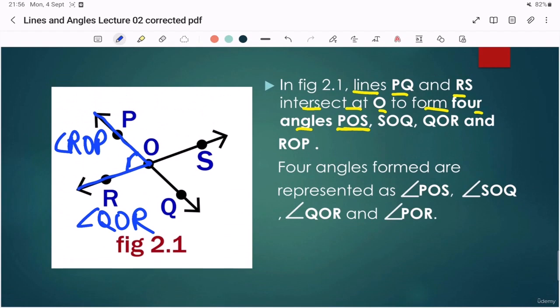So in this video we have discussed when angles are formed and different types of angles.